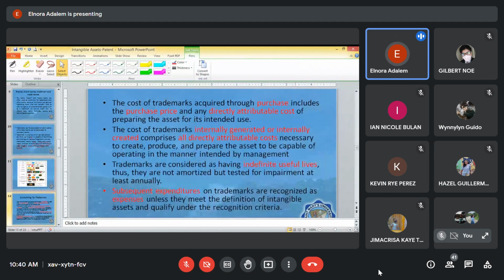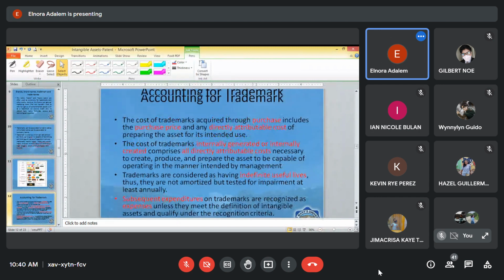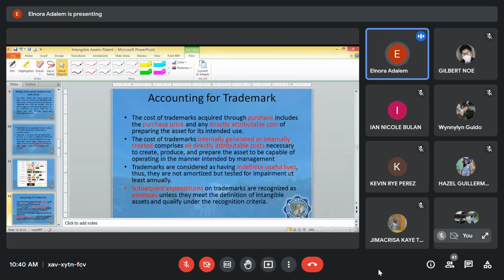Now, what will be the cost of the trademark? The cost of trademarks when acquired will also include the purchase price and directly attributable costs. For internally generated or internally created trademarks, it will comprise all directly attributable costs necessary to create, produce, and prepare the asset to be capable of operating in the manner intended by management.